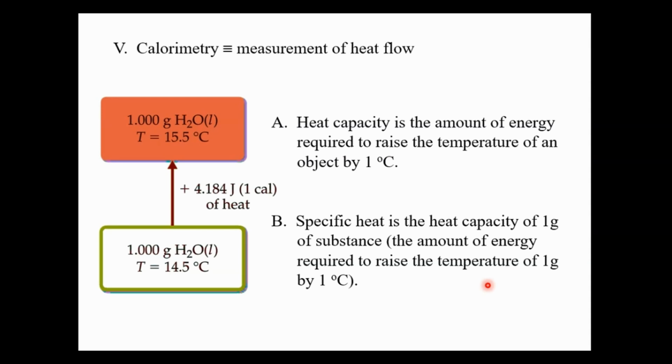So I told you that water has a specific heat of 1, when I talked about what a calorie is: the amount of heat required to raise 1 gram by 1 degree Celsius. And 1 calorie equals 4.184 joules. So if I have 1 gram of water at 14.5 degrees Celsius, and I add 4.184 joules of heat, it's going to cause the temperature to increase by 1 degree Celsius.